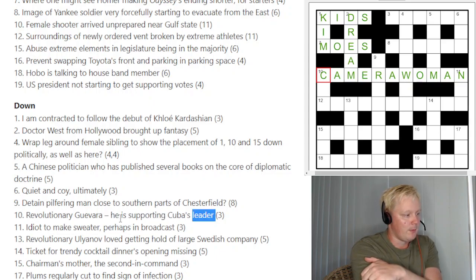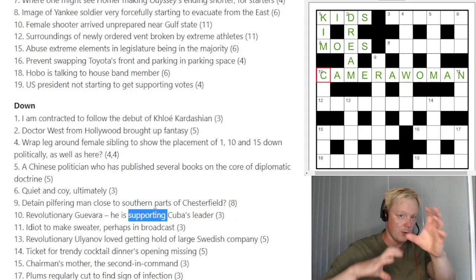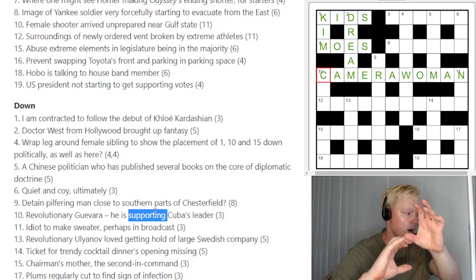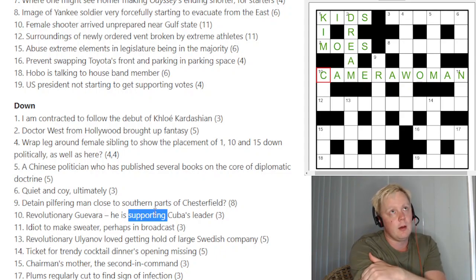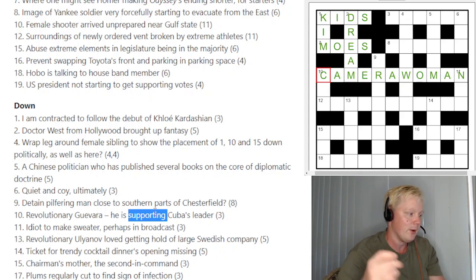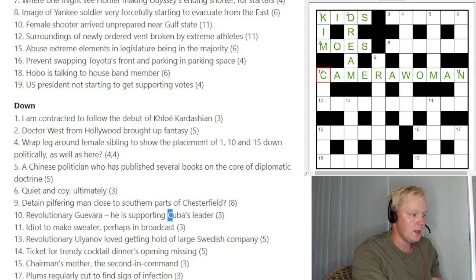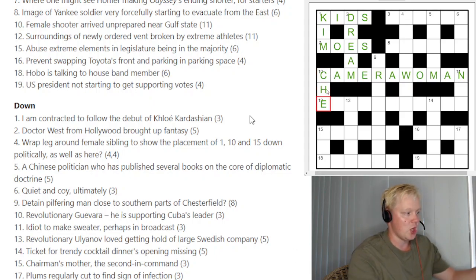We have a couple of potential indicators here. Supporting in a down clue can mean supporting from below, so something is below the other thing. And the leader can mean the first letter, the lead letter of the word Cuba would be the C here. So C is supported by just this word he, plainly. You don't even have to pick a synonym for it. It's just the he. Supports the C and we get Che, Revolutionary Guevara.